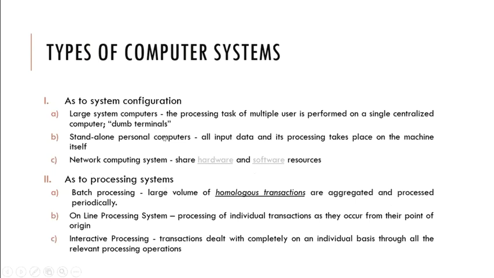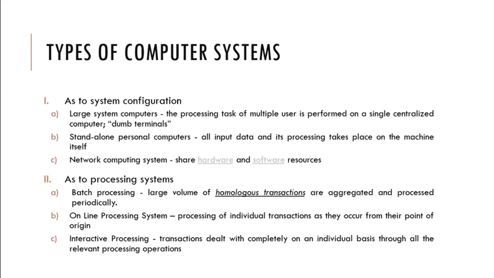Okay, and then as to processing systems, we are still on the types of computer systems. As to processing systems, we look into how the system processes the information we input. There is batch processing, where a large volume of homogeneous transactions are aggregated and processed periodically. Every time we input data into our computer, it does not process it right away. It waits for the same transactions to accumulate, and then it will process these transactions by batch, as a batch.